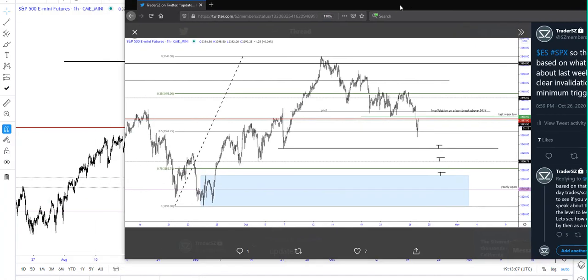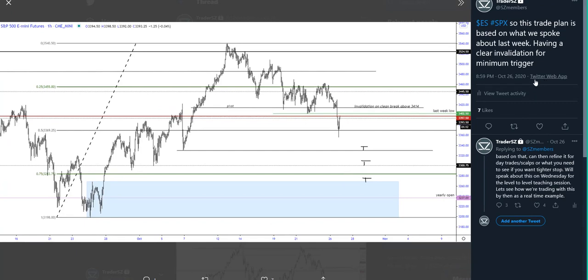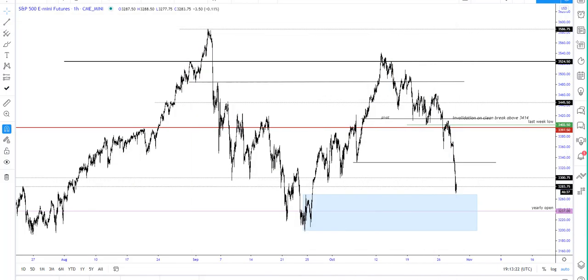Here. Remember this tweet I did on Monday? Here, when it was down here. I said, based on, let's see where we're at by Wednesday. Okay. We're up there by Wednesday now, isn't it? Perfect timing. So what was this based on?